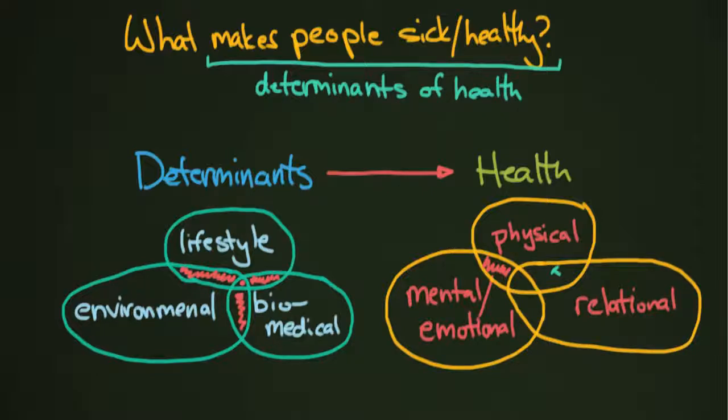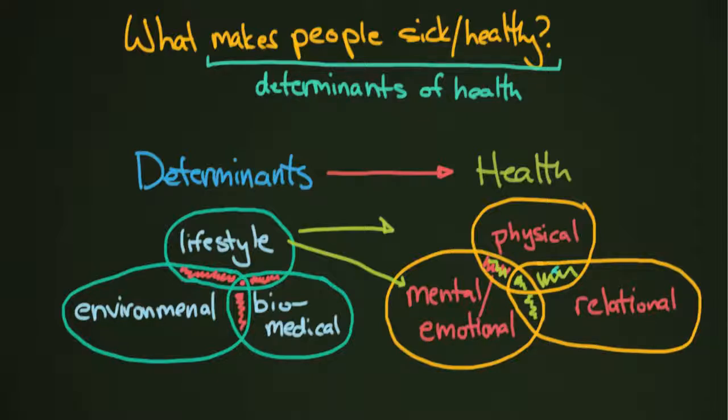So each one of these translates also into one of these circles over here to the right. You could have a single determinant that could just affect maybe your mental life, but that's probably a little bit less likely. In general, whenever you have some sort of determinant, it's going to affect your complete health, your total health. And maybe it will affect it in more than one way, just like I'm highlighting these little spaces in between.